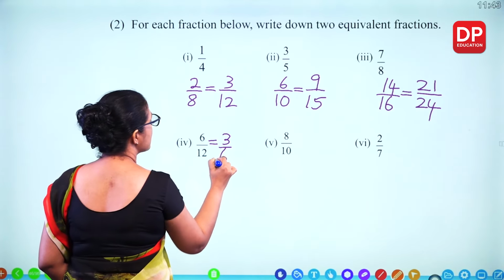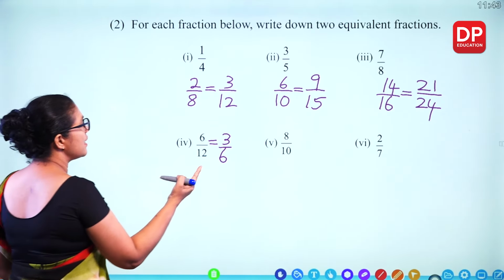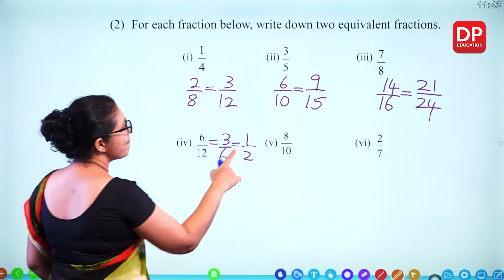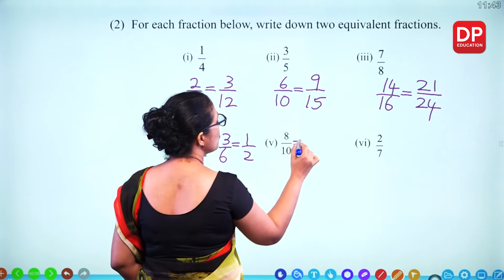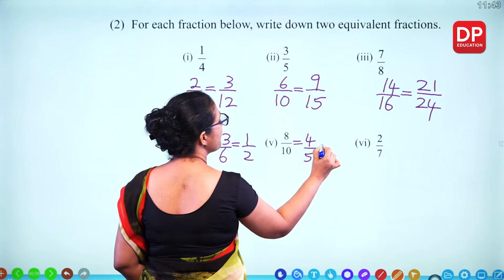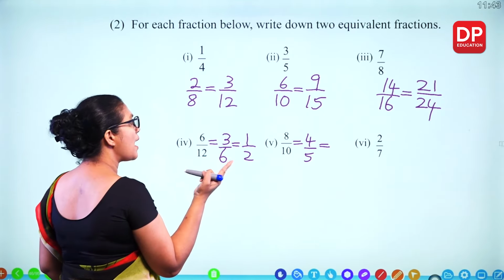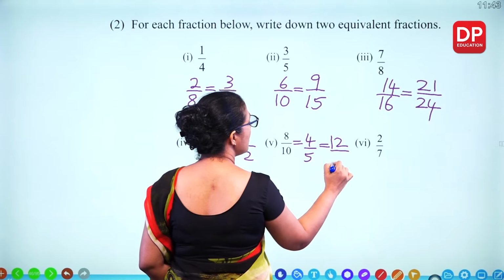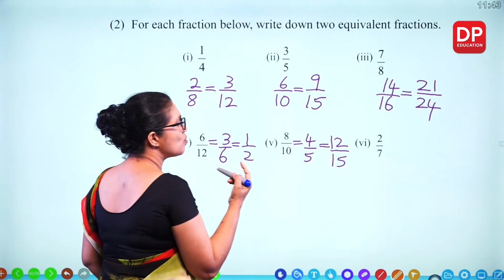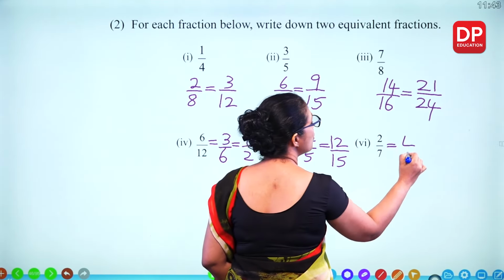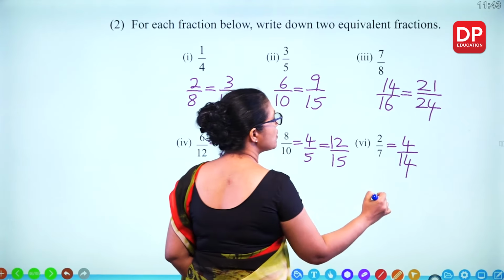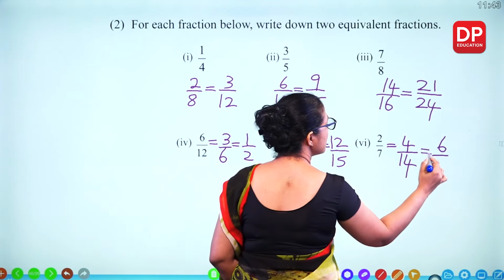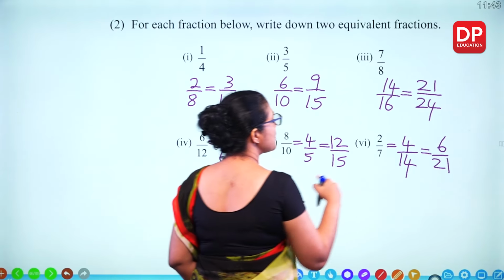6 over 12 you can divide by 2. 3 and 6. Divide by 3. You get 1 and 2. 8 over 10 you can divide by 2. 4 over 5. And you can multiply it by 3. 12 over 15. 2 over 7 multiplied by 2. You get 4 over 14. Multiplied by 3. 6 and 21. 3 times 7.